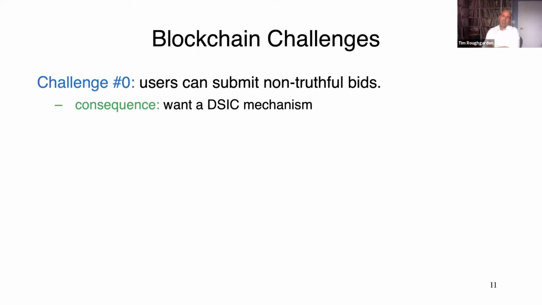Now, this first challenge, I've labeled it 0 because it's certainly not unique to the blockchain setting. Obviously, users are strategic. They can tell us whatever information they want, which might not be truthful. Of course, we all know the language for saying we want to be robust to this problem. We'd like a dominant strategy incentive compatible, or DSIC, mechanism.